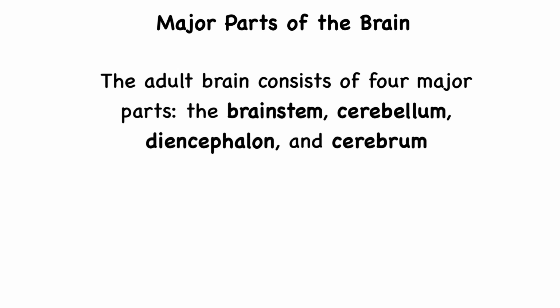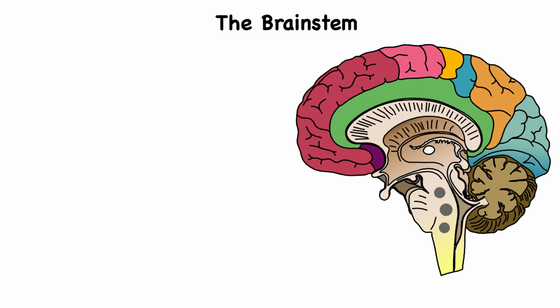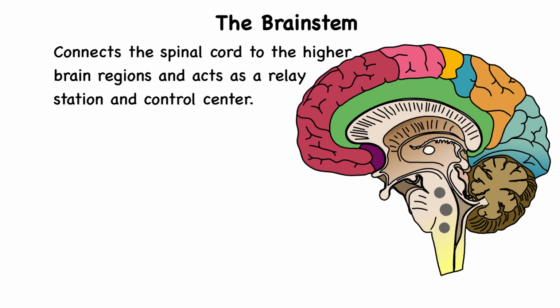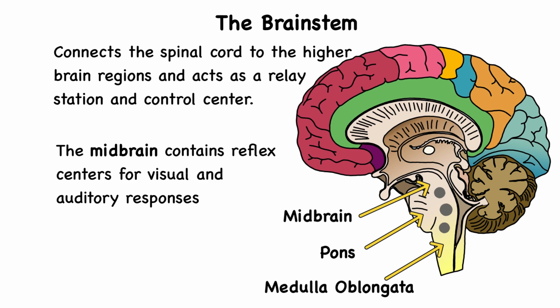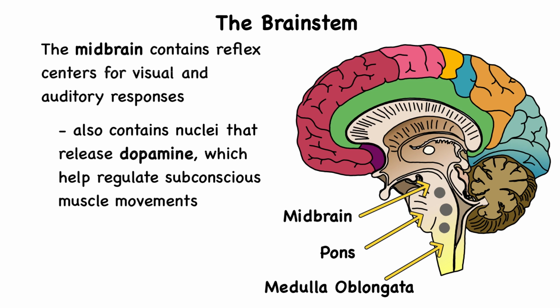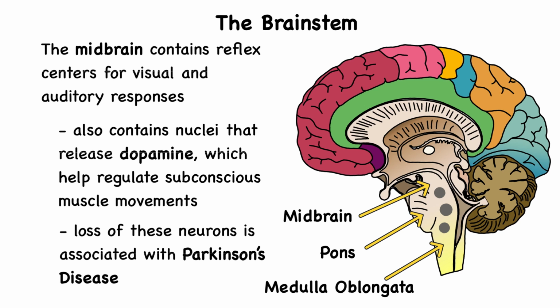The adult brain consists of four major parts: the brainstem, the cerebellum, the diencephalon, and the cerebrum. The brainstem connects the spinal cord to the higher brain regions and acts as a relay station and control center. It includes the midbrain, pons, and medulla oblongata. The midbrain contains reflex centers for visual and auditory responses, such as tracking moving objects or reacting to a loud noise. It also contains nuclei that release dopamine, which help regulate subconscious movements. The loss of these neurons is associated with Parkinson's disease.